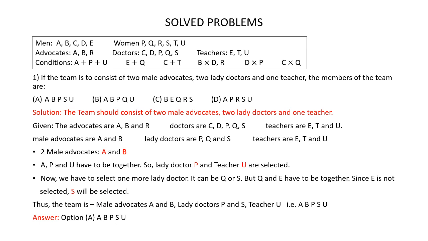So S will be selected. So the two lady doctors selected are P and S. Thus the team is male advocates A and B, lady doctors P and S, teacher U, that is ABPSU. The correct answer is option A, ABPSU.